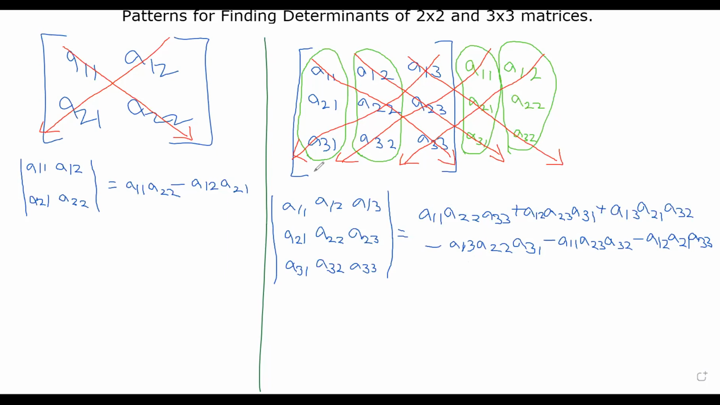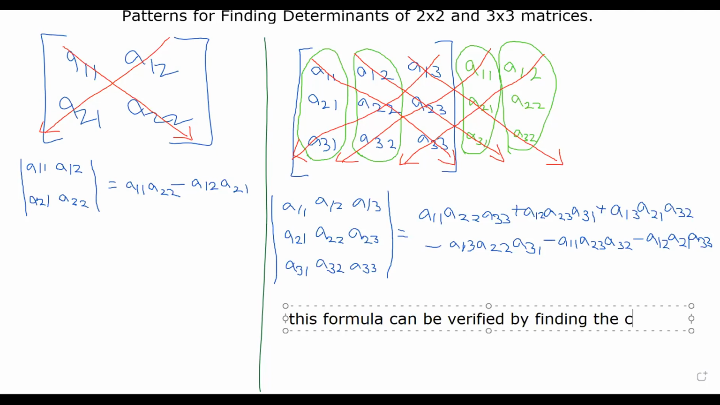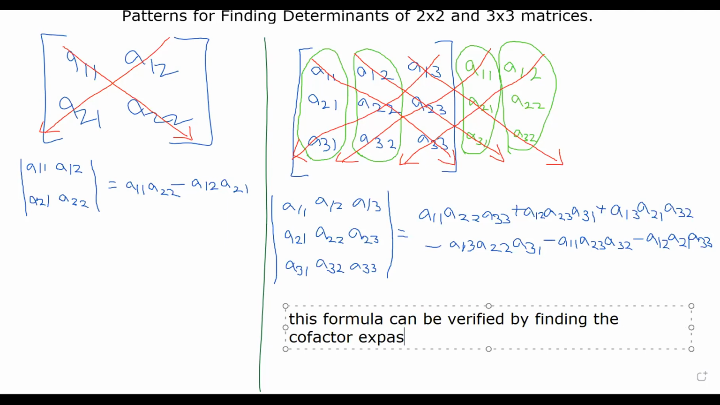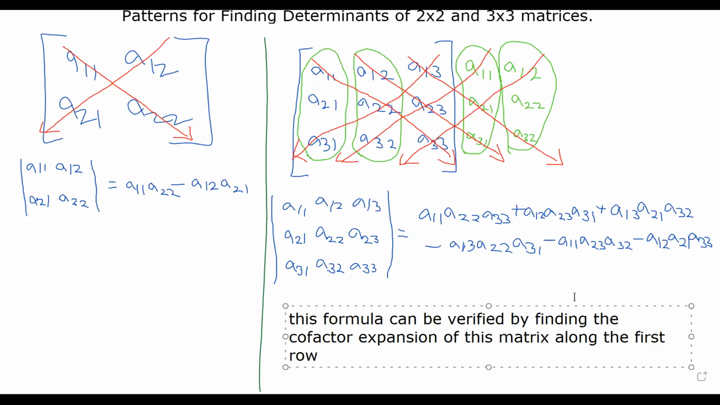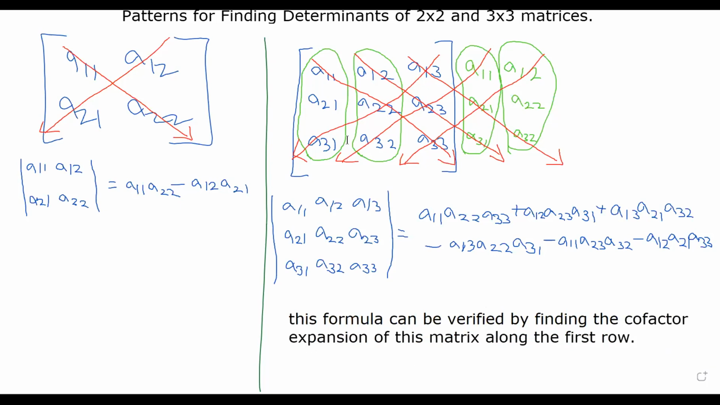This formula can be verified by finding the cofactor expansion of this matrix along the first row. You find the cofactor expansion along the first row of the matrix, not these extra entries, just the matrix itself, and you will get this expression. But you can get this expression just from this picture.